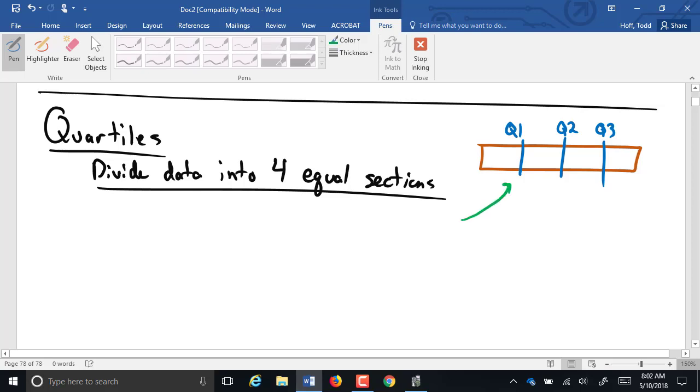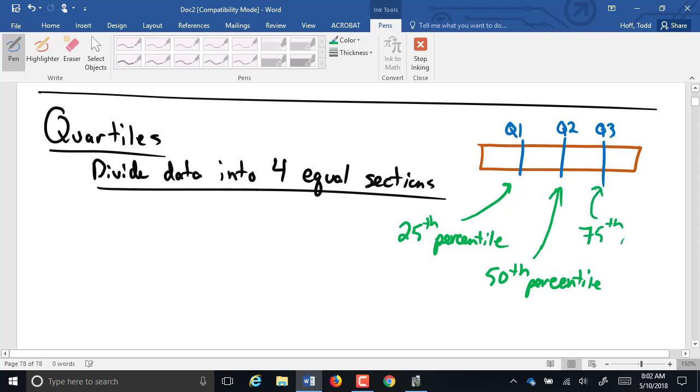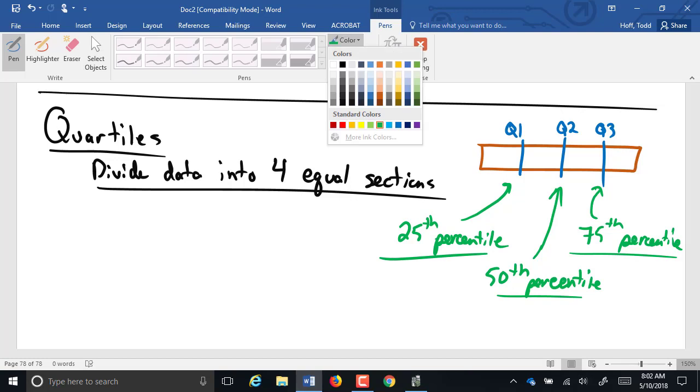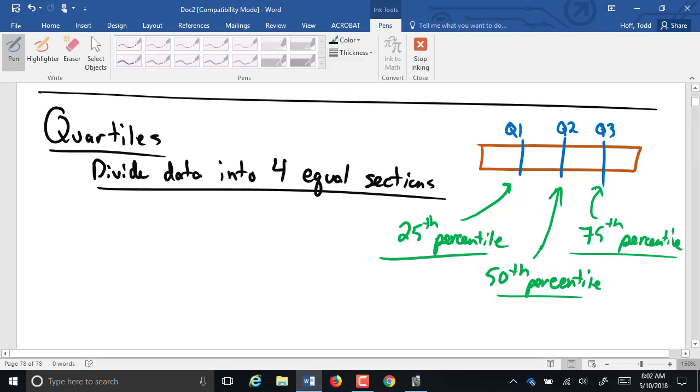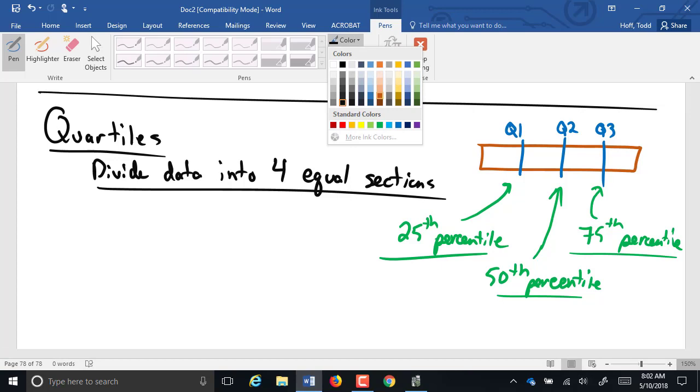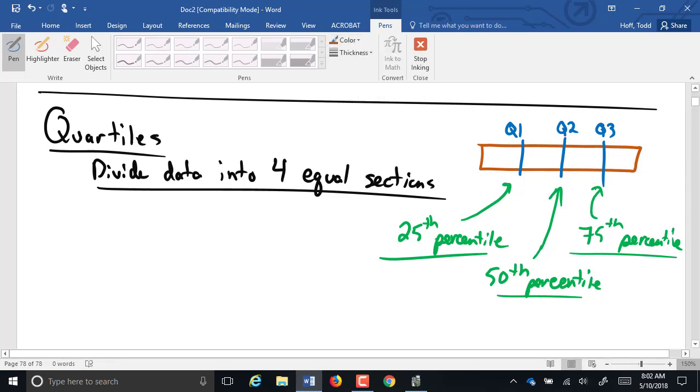Quartile 1 is simply the 25th percentile. Quartile 2, anybody want to guess? 50th percentile. Anybody remember the other name for the 50th percentile? The median. And quartile 3, 75th percentile. So we know how to calculate them already. The question is, why are they important? Well, they're important because by dividing the data into 4 equal parts and then looking at their arrangement, we can say some pretty interesting things about the data.